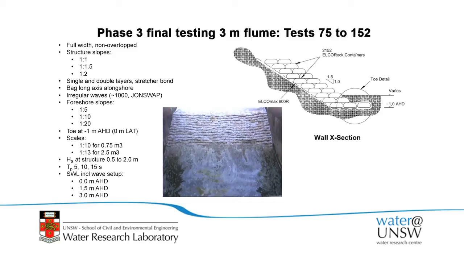We also looked at foreshore slopes. Now this is just the upper beach slope. Once you go offshore, the beach flattens out, but the nearshore slope between the structure and the normal waterline, we used slopes of 1 in 5, 1 in 10 and 1 in 20. We always put the toe of the structure at -1 AHD, 1 in 10 scale. The wave height at the structure, we varied the significant wave height between 0.5 metre and 2 metres, wave periods 5, 10, 15 seconds, and the still water level at the structure, we varied from 0 AHD, 0.5 metre, 1.5 and 3 metres AHD.